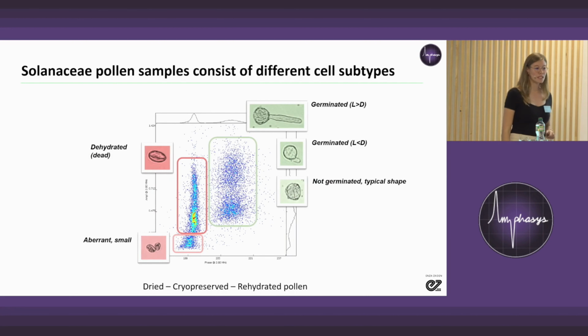So, we knew that the Solanaceae pollen samples consist of different cell subtypes, but this is how it relates to the Amphasys result. We have the dried, dehydrated pollen grains, and the ones that are not able to morphologically reconstitute after rehydration can be considered dead pollen. In addition, we don't see any round-shaped dead pollen grains over here, and that's because we analyze dried, cryopreserved, rehydrated pollen. These pollen might be present when you analyze fresh samples, but over here we don't see them.